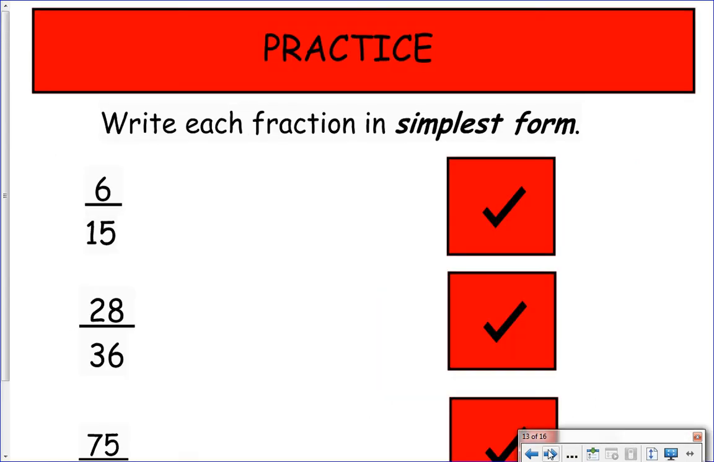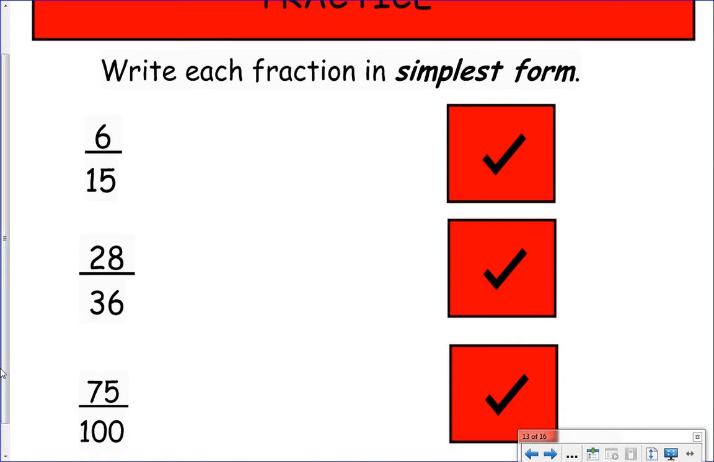Okay, so let's practice doing simplest form. I'm going to do these with you because it wasn't really self-explanatory. So if I got 6 and 15, what can I divide 6 and 15 by? Can I do it by 2s? 2 will go into 6 3 times. Can 2 go into 15 though? No. Okay, so I can't start by 2.